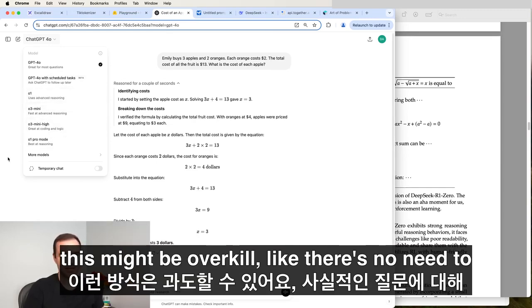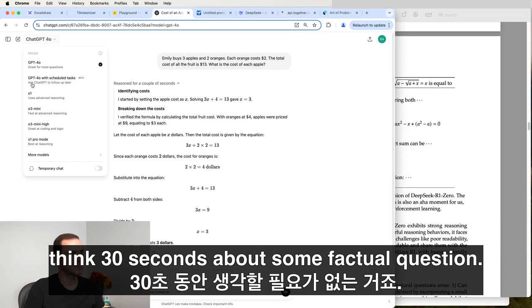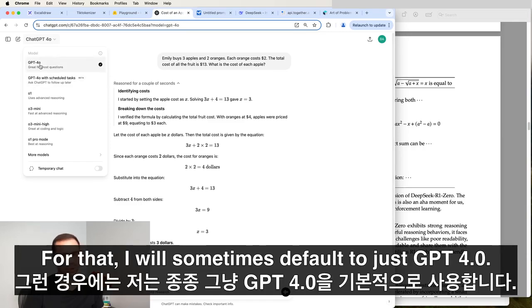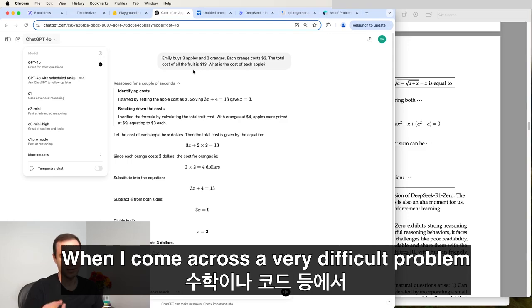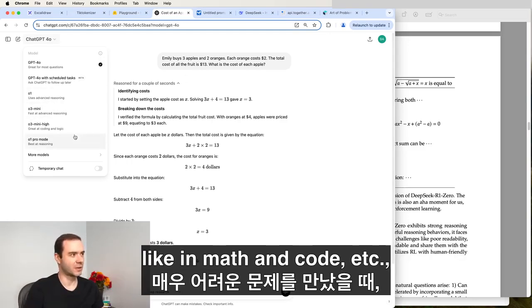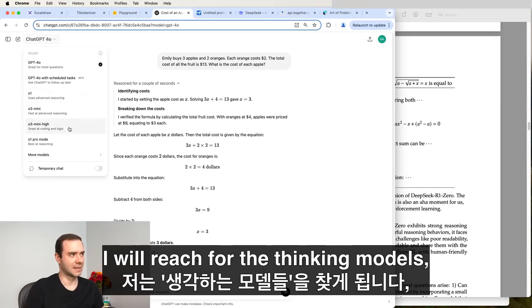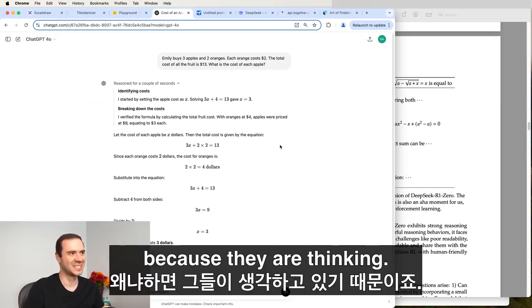Like there's no need to think 30 seconds about some factual question. So for that, I will sometimes default to just GPT-4o. Empirically, about 80-90% of my use is just GPT-4o. And when I come across a very difficult problem, like in math and code, etc., I will reach for the thinking models, but then I have to wait a bit longer because they are thinking.